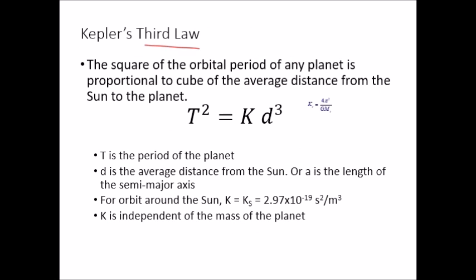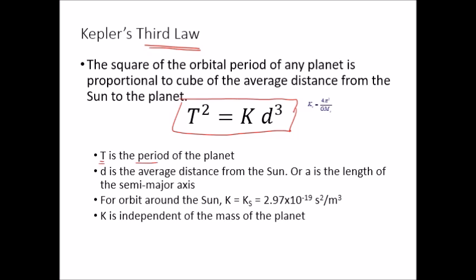Third law: the square of the orbital period of any planet is proportional to the cube of the average distance from the Sun to the planet. This is the formula. The period squared is equal to a constant times the distance cubed.